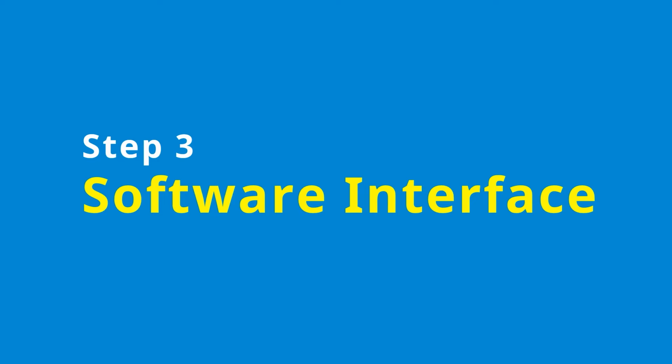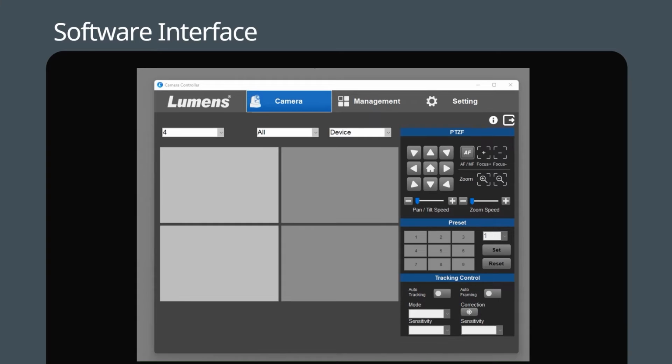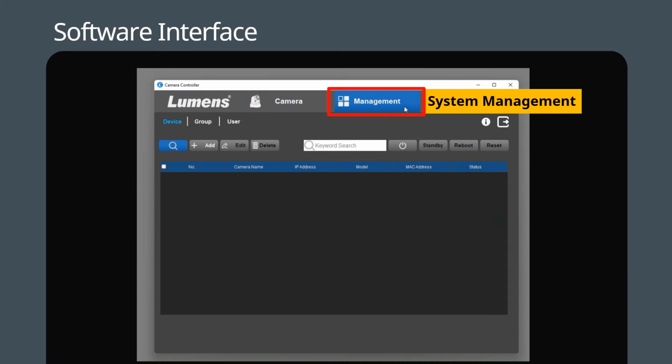Step 3. Software interface. There are 3 main pages: Camera Control, System Management, and Software Settings.